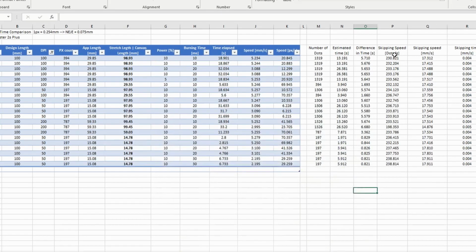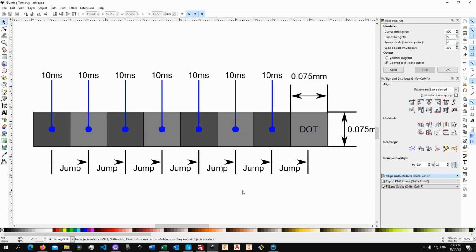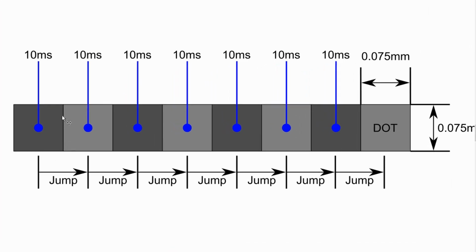I tried to picture that out for you here in Inkscape. Say each one of those rectangle squares represents a dot in Inkscape, and our burning time is 10 milliseconds. That means the laser is going to stay 10 milliseconds in this dot or pixel, then it goes to the next. Again, it takes 10 milliseconds, then it goes to the next, and this goes on. Summing this up was giving me a time value which is lower than the actual value.